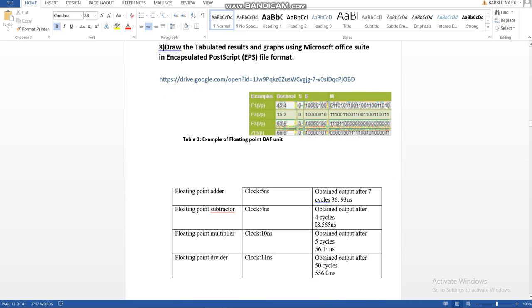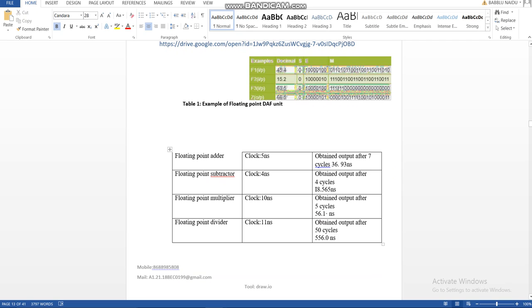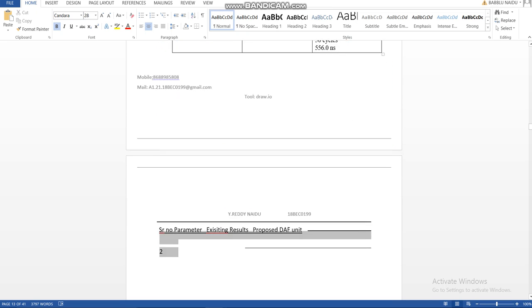Example of floating point unit: the floating point adder obtained output after 7 cycles, the floating point subtractor after 4 cycles, the floating point multiplier obtained output after 5 cycles, and the floating point divider obtained output after 50 cycles.